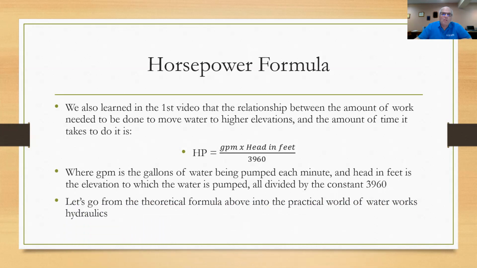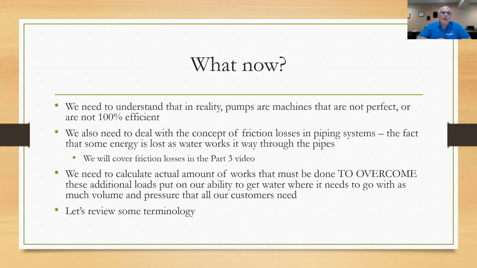Let's go from the theoretical formula above, which we knew was just in theory, to the actual world, the practical world of waterworks hydraulics, where we got to figure out that this formula has its limitations, and we need to further dress it up a bit so we can use it properly. We have to understand that in reality, pumps are machines that are not perfect. They're not 100% efficient. We also need to deal with the concept of friction losses in piping systems.